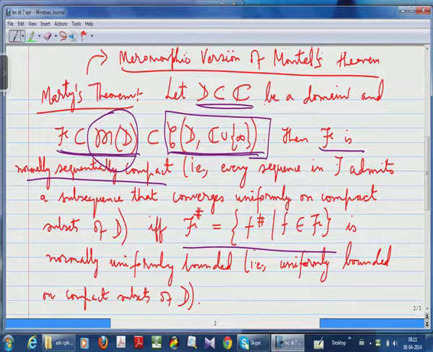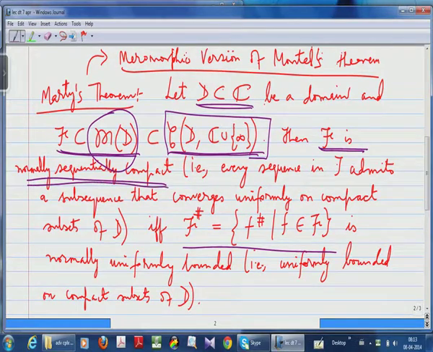Usually, compactness is equivalent to sequential compactness, which means that saying something is compact is the same as saying that every sequence has a convergent subsequence. So if you want to say the family script F is compact, you would like to say it's sequentially compact, which means that given any sequence of functions in this family, you are able to extract a subsequence which converges.